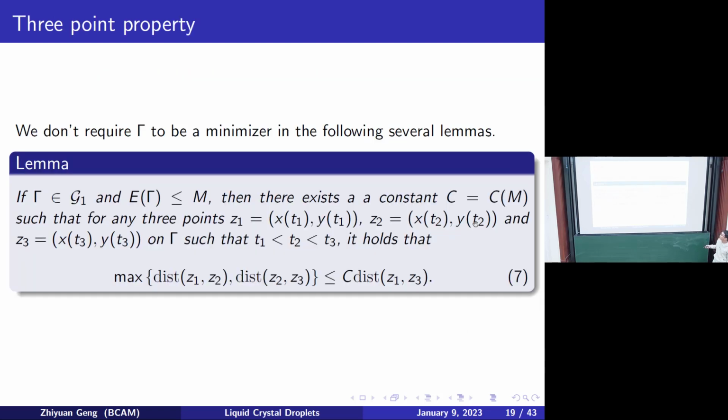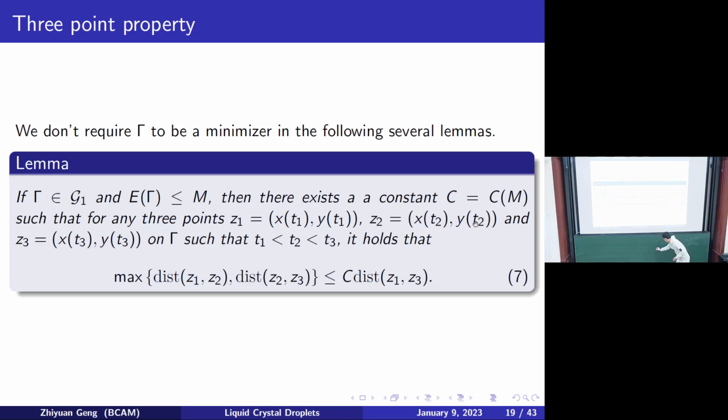Now we don't assume gamma is a minimizer. We just consider gamma in the admissible set, so it satisfies the finite energy, meaning the theta defined by this gamma has a finite energy extension. The first property is called the 3-point property: for any 3 points Z1, Z2, and Z3 on this gamma, the distance between Z1 and Z2 and the distance between Z2 and Z3 are bounded by some constant times the distance between Z1 and Z3.